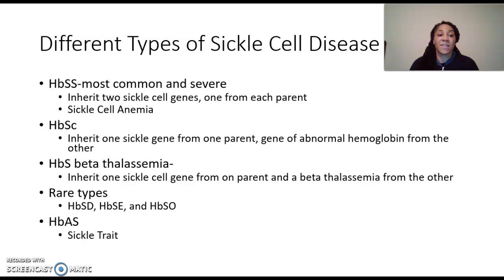You have HBSC. It's inherited one sickle gene from one parent and a gene of abnormal hemoglobin from another parent. You have HBS beta thalassemia, which is inherited one sickle cell gene from one parent and a beta thalassemia gene from another parent. Then you have rare forms of sickle cell as well. But then you also have the sickle cell trait, which is HBAS, where you inherited one gene from one parent, because you just have the trait. You don't actually have the sickle cell disease itself.